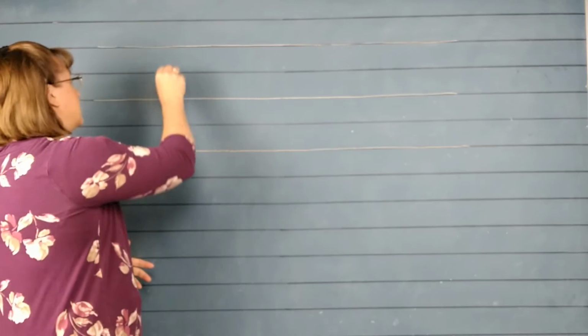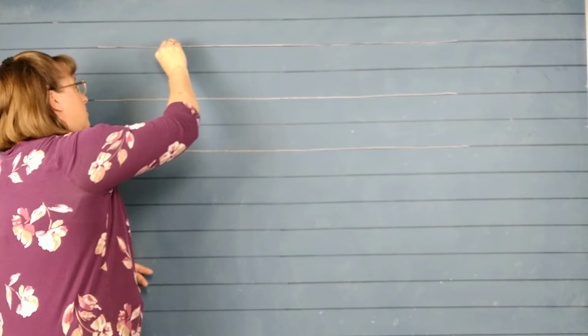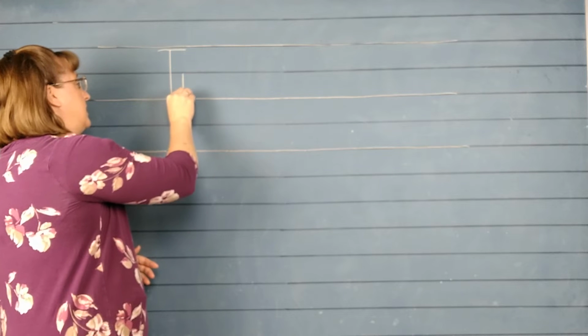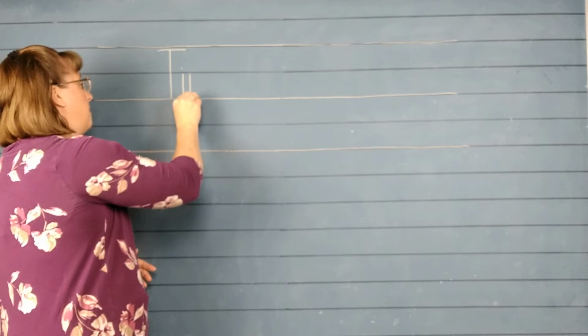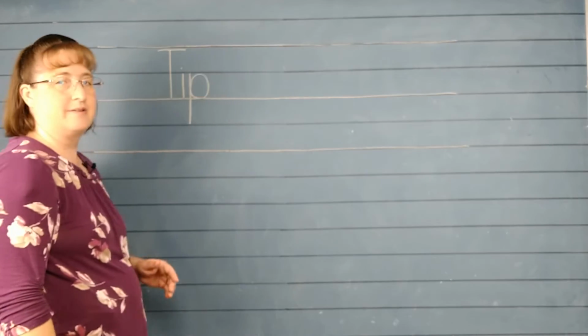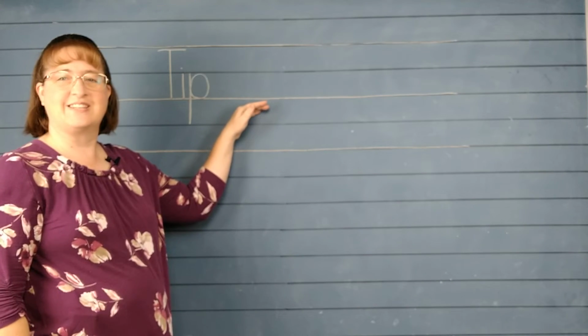When we write a sentence, what do we always have to put at the beginning of the sentence? A capital letter. So that capital T needs to be used. Our capital T starts at the top, goes straight down. We pick up our pencil and then we make a horizontal line at the very top. T, i, p. Good. Tip. What's the next word?